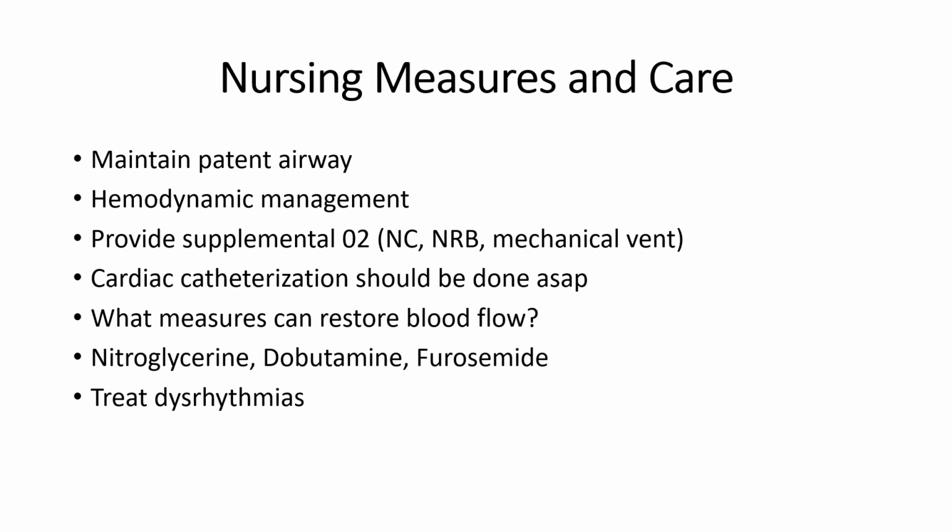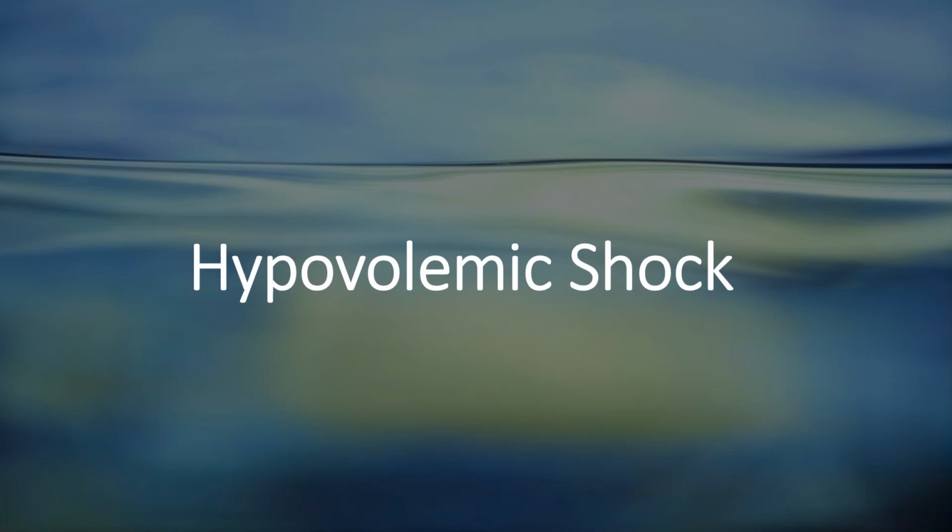Nitroglycerin is huge. That's going to help that perfusion, help that cardiac output, and dobutamine is going to help uptake that cardiac output. So nitro and dobutamine are both great indicators to help out a little bit with the pumping action and perfusion and help that cardiac output. Furosemide is going to help, especially if they have that diastolic dysfunction, take a little bit of fluid off and help decrease pulmonary congestion. If they do have any dysrhythmias, we're going to treat the dysrhythmias appropriately. Okay, so that's it on cardiogenic.